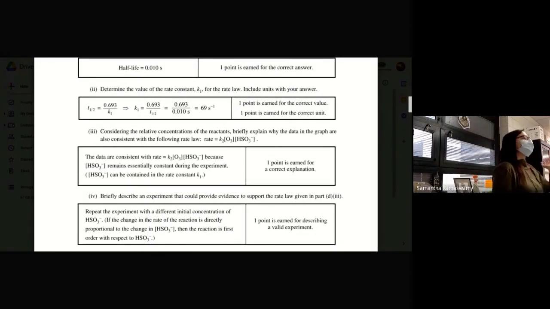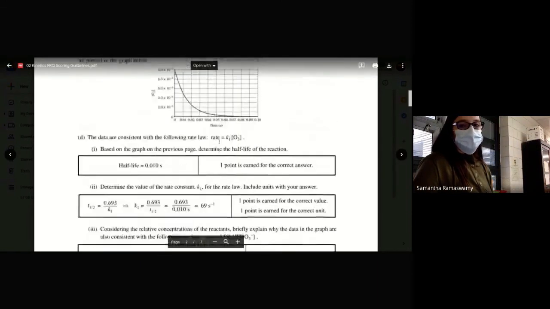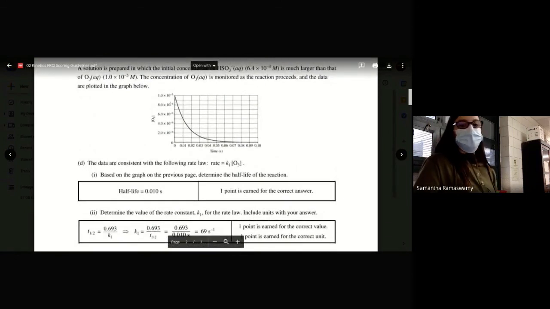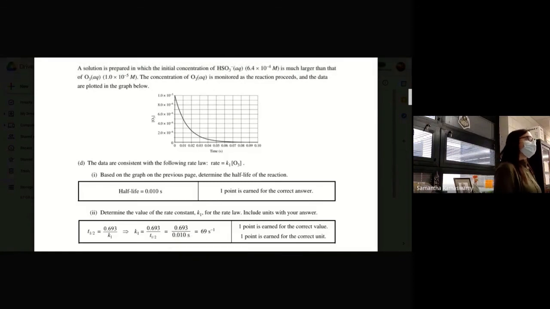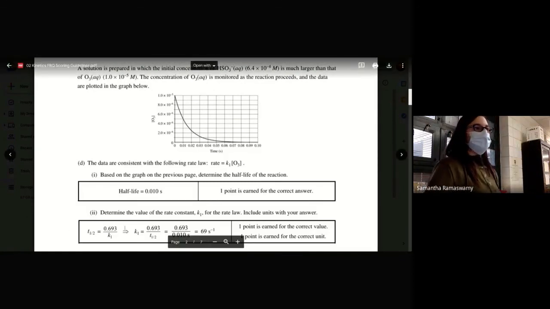So that was it for this one, right? Just part D was the kinetics part of the free response. And so biggest thing again is going back and remembering that you can use the concentration versus time graph. Now, could you have solved part 2 differently by figuring out the slope? Yeah, you could, but you could also just use the half-life.